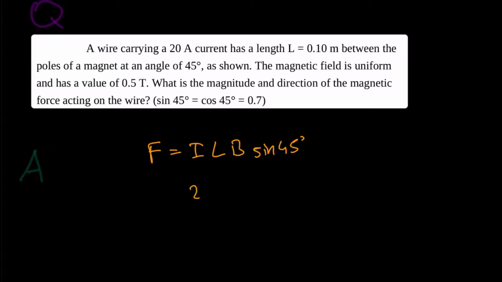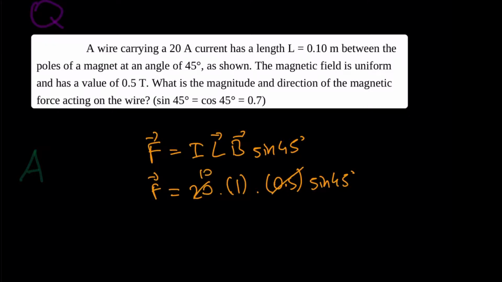The current is 20 amps, the length of the cable is 0.1 meters, and the magnetic field is 0.5 Teslas, and here we also have sine 45. So let's simplify these. This is basically 1 over 2, and we get 10 from that. This is 0.7, and if you multiply 10 by 0.7, we get 7 newtons as the force.